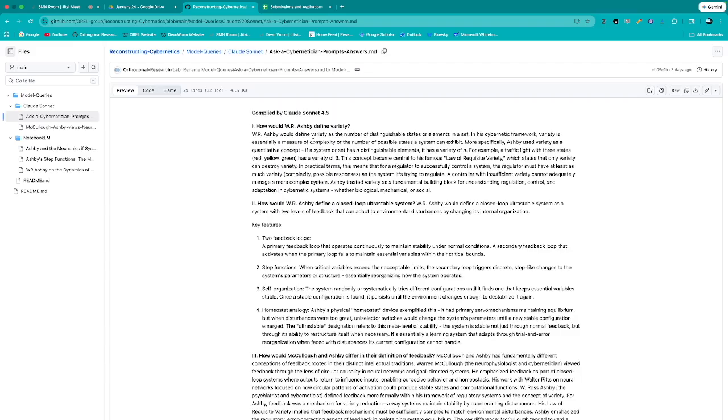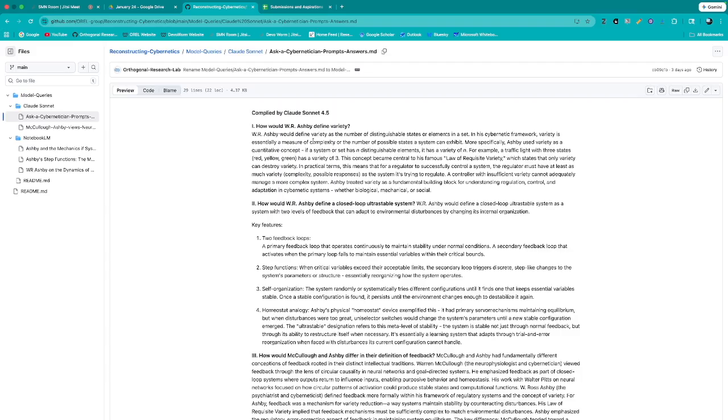A primary feedback loop that operates continuously to maintain stability under normal conditions, and a secondary feedback loop that activates when the primary loop fails to maintain essential variables within their critical bounds. Number 2 is step functions. So when critical variables exceed their acceptable limits, the secondary loop triggers discrete step-like changes to the system's parameters or structure, essentially reorganizing how the system operates.